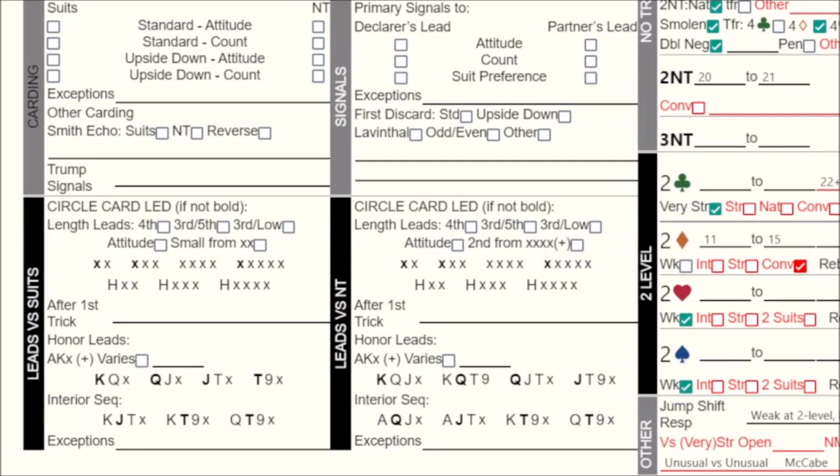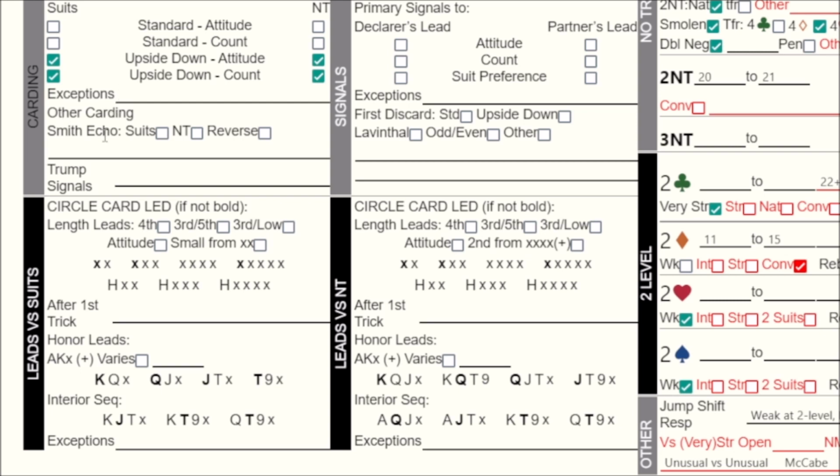Okay, so first thing here is carding, which means what are your signals? Do you give standard attitude, standard count, upside down attitude, upside down count? And does that change versus suits and no trump? If you're just playing standard carding, you would click here. Do you have exceptions? There are some people who play upside down, but they say standard at trick 1. Or maybe you give suit preference at trick 1. Or whatever your agreements might be.